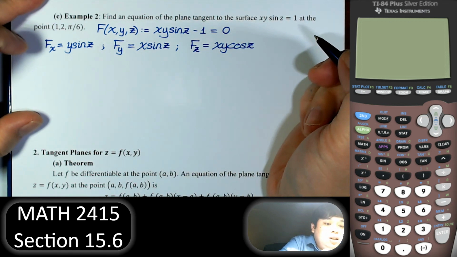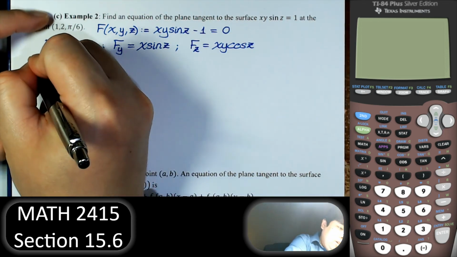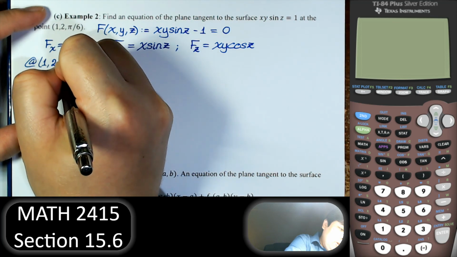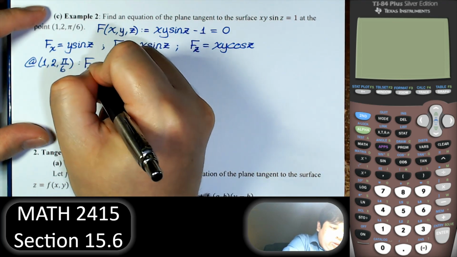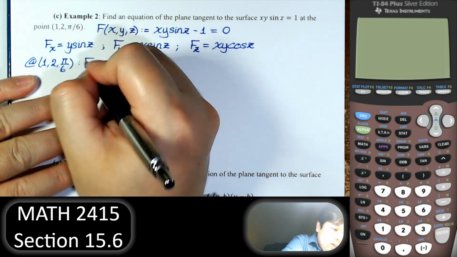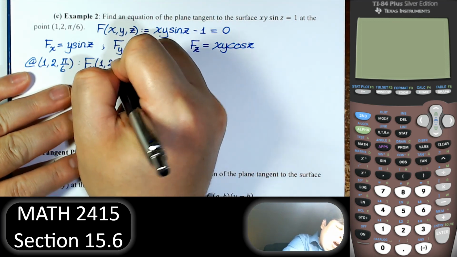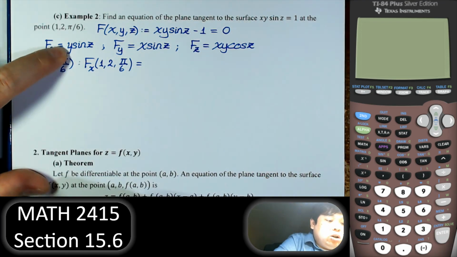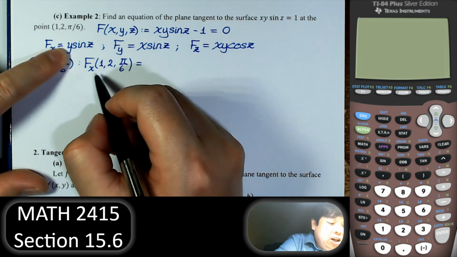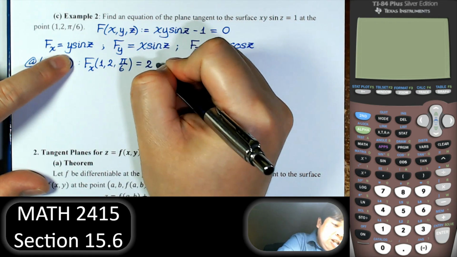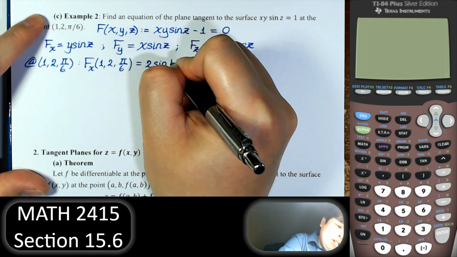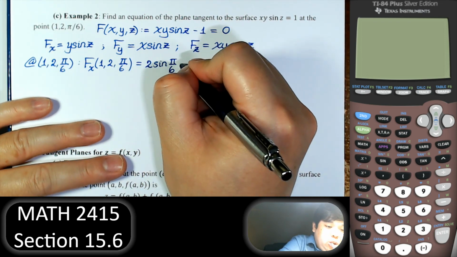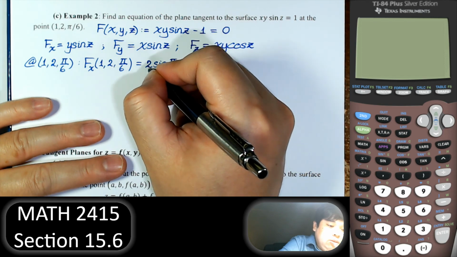So we have that. Now we evaluate at this point. Derivative with respect to x at the point 1, 2, and pi over 6. This function, we're going to put 1 in for x, there's no x there, 2 in for y, and z is pi over 6. Sine pi over 6 is 1/2. 1/2 times 2 is 1.